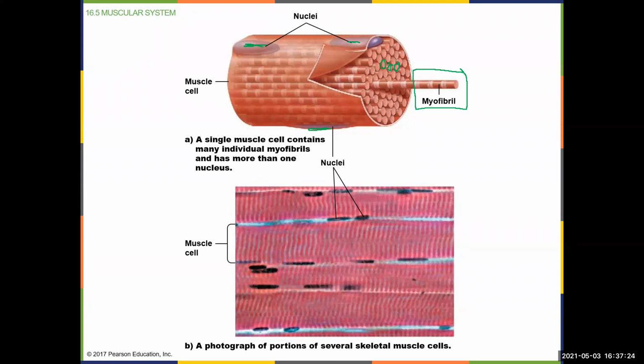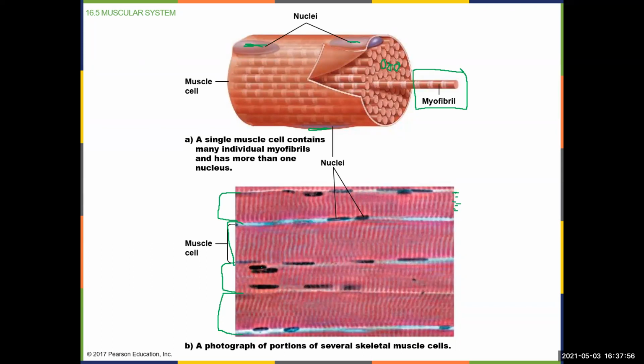So here is a micrograph of skeletal muscle cells. So each little area here is its own muscle cell. And then in these muscle cells, right, would be the little myofibrils. Okay. And you can see the different nuclei. The black dots are the nuclei. Okay.